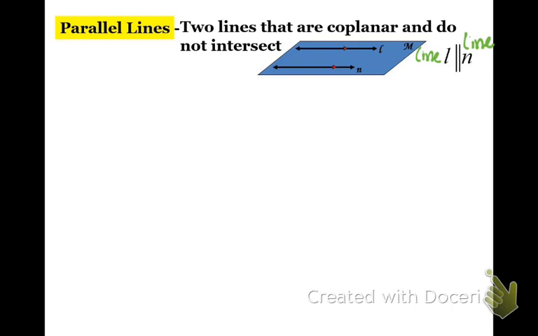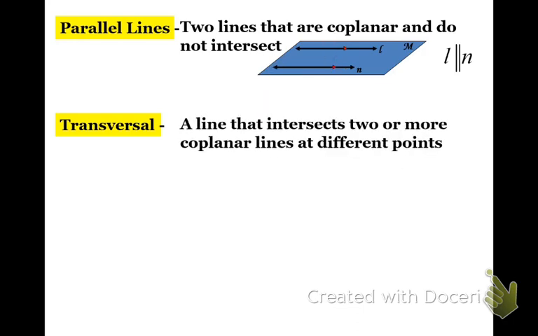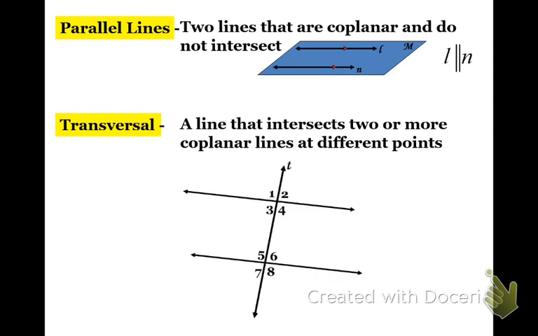And then we talked about transversal. What is a transversal? Good. A line that intersects two or more lines. Go ahead and fill that in too. A line that intersects two or more lines at different points. So still, your transversal is a line that intersects two or more lines.